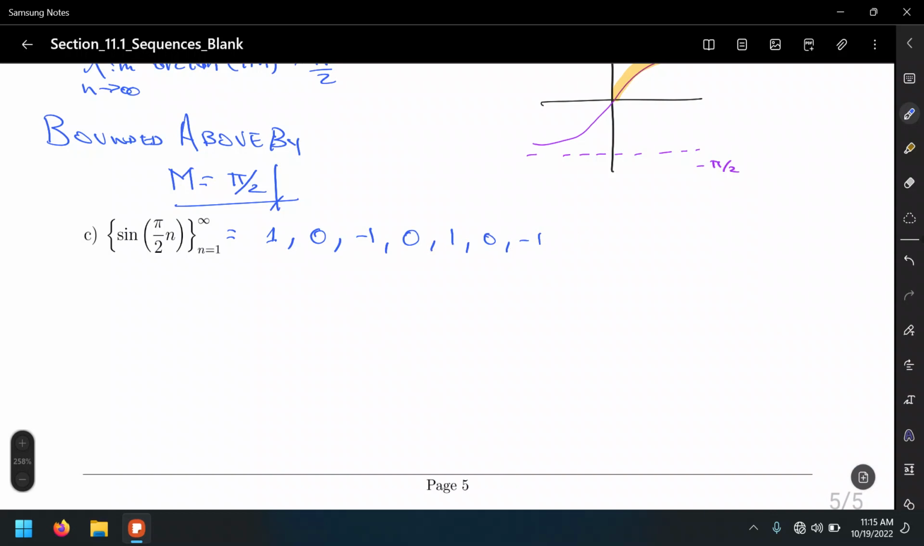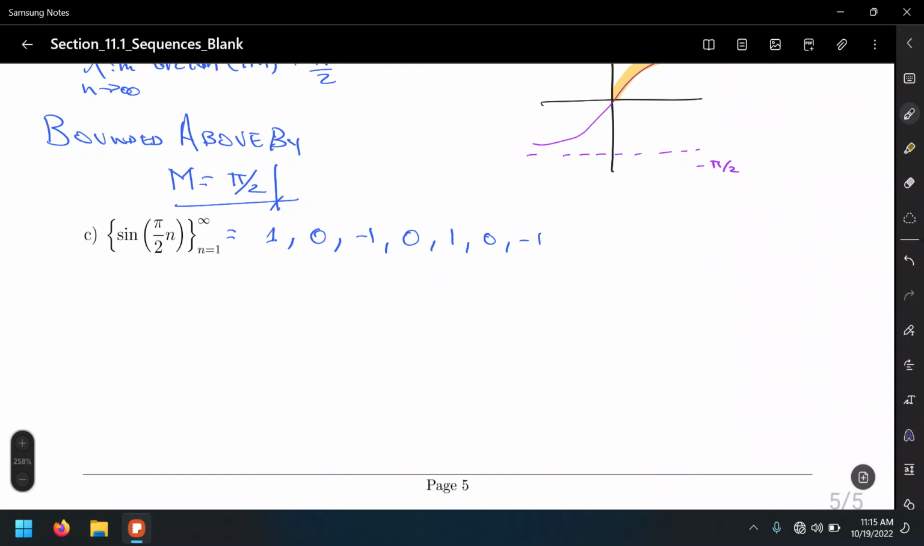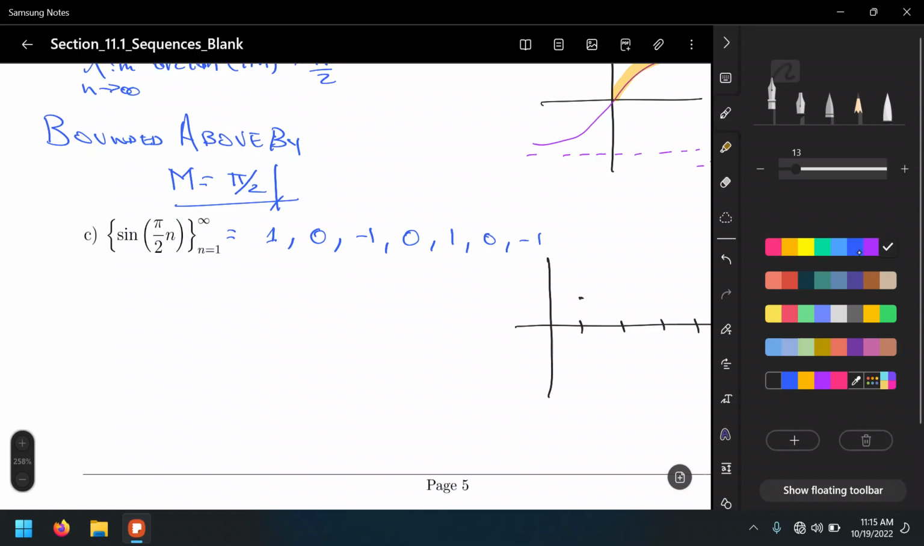So it would be great if we actually plot this sequence. That way we get a better idea of what's going on with the sequence right here. So 1, 2, 3, 4, 5, 6, well, just a few. And for n equals 1, that's 1, then 0. I'm going to use a different color.